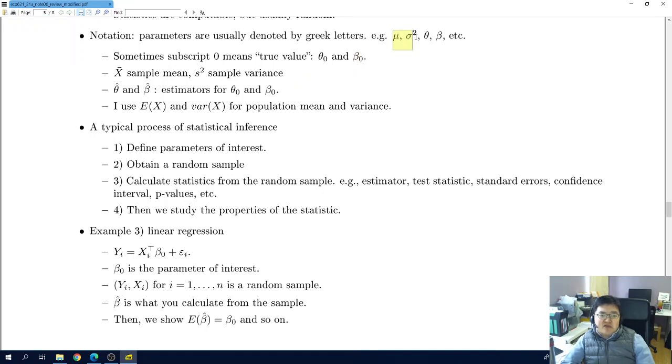These are parameters: mu and sigma squared, mean and variance. These mean and variance are obtained from the population. So we assume that these are calculated from the population, but then there must be their counterparts from the sample. The sample counterparts are x bar, which is the sample mean, and s squared, which is the sample variance.